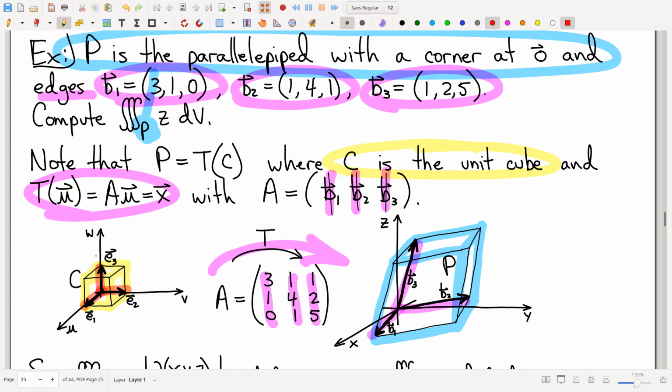What is the image of E1, for example? E1 goes into our linear transformation. I'm multiplying by A. What happens when I multiply E1 times a matrix? Old fact from linear algebra: a matrix times a standard basis vector gives you a column. With E1, you get the first column, which I've arranged to be my first edge vector over here. So this edge goes to that edge. These two edges go to those two edges. And we've got what we want.